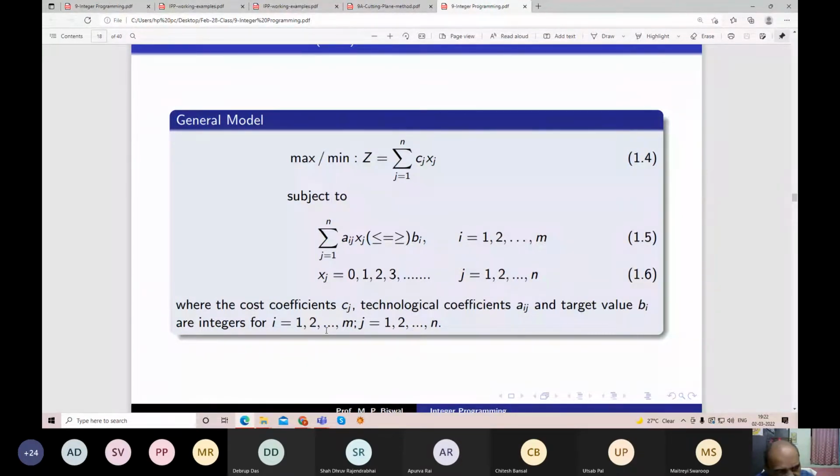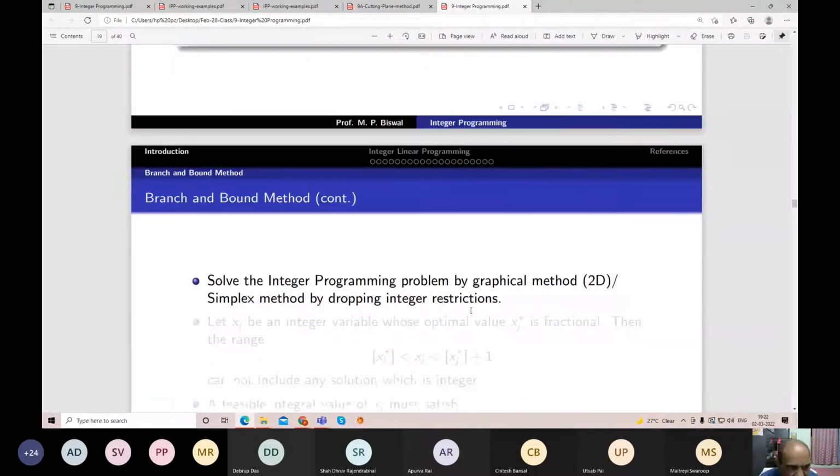Now, what should we do? The procedure is like this. Solve the integer programming problem, if it is a 2 variable problem, by the graphical method or by the simplex method, by dropping the integer restriction. Simplex method, see how many simplex methods are there? Who can say, tell me how many are there?